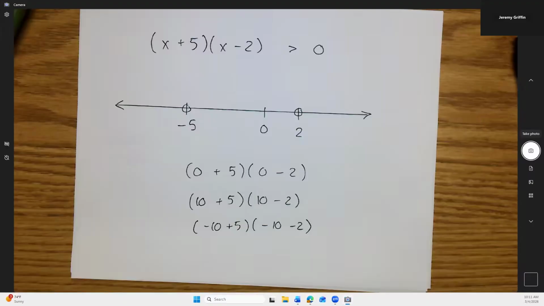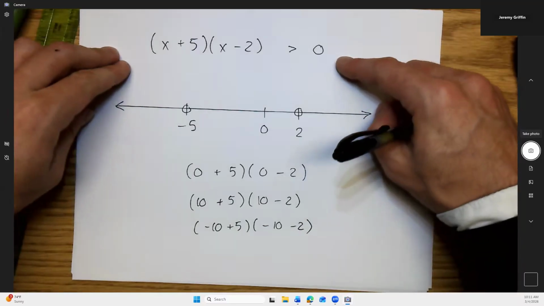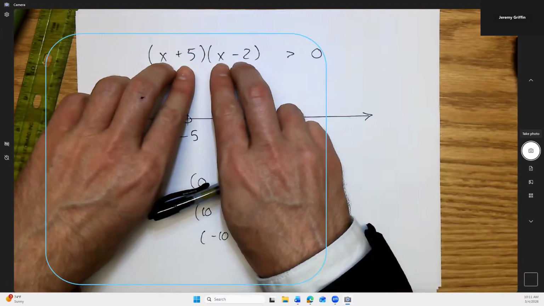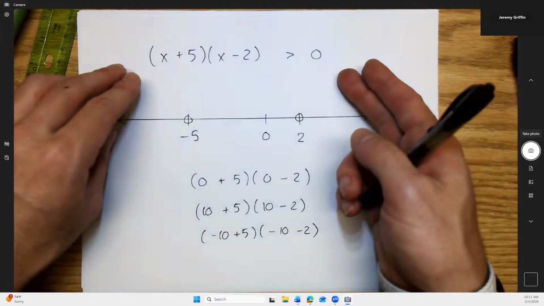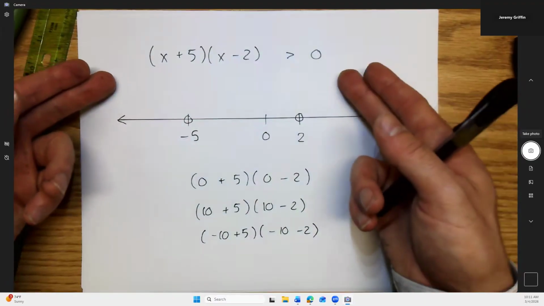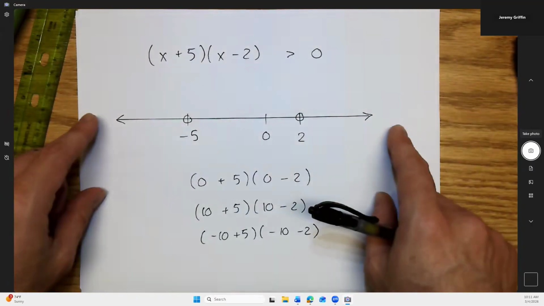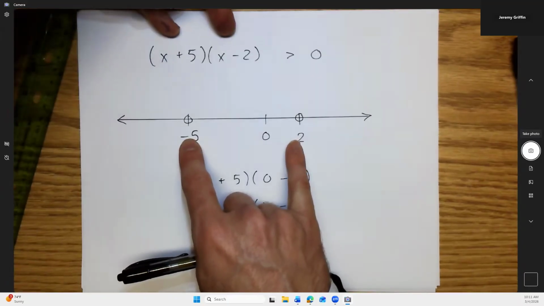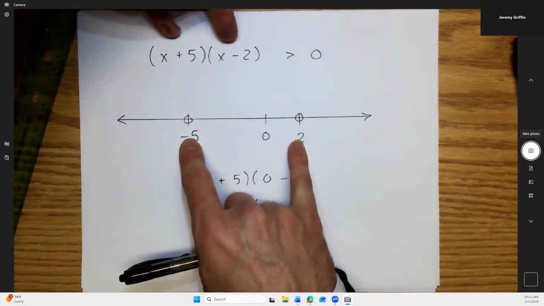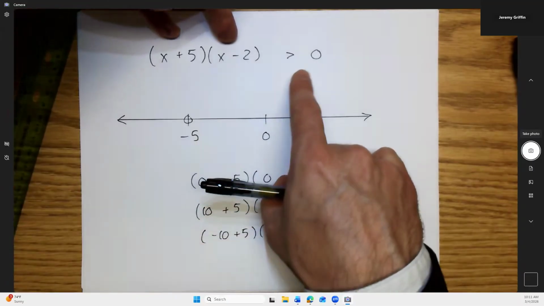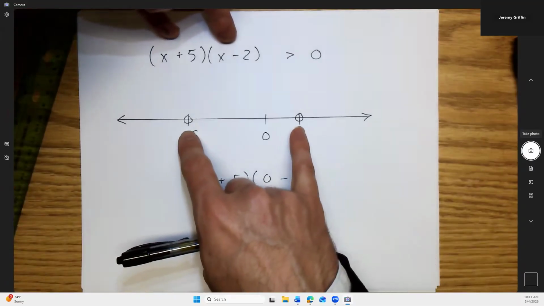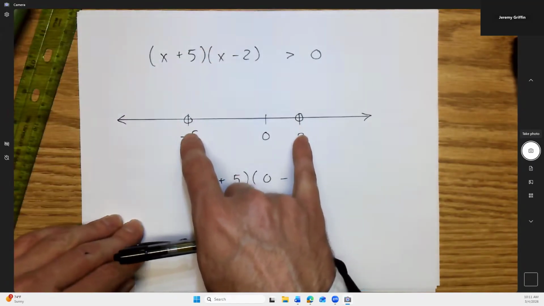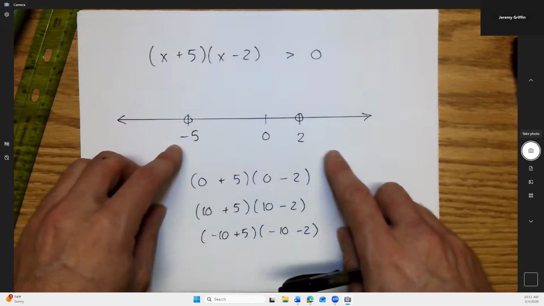Check this out. You've got something times something strictly greater than 0. So if you multiply two things, and the overall answer is positive, that would be a correct statement. If it's negative, then that would be false. So I'm going to set up a number line. The switching points would be at -5 and +2, because those are each equal to 0. If I said greater than or equal to, those points would be included in the solution. But since it says strictly greater than, I'm going to make open holes. You're not allowed to include those points exactly.